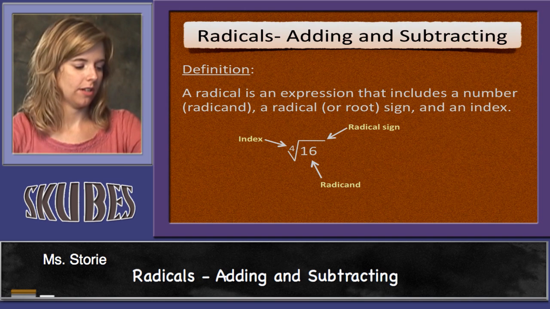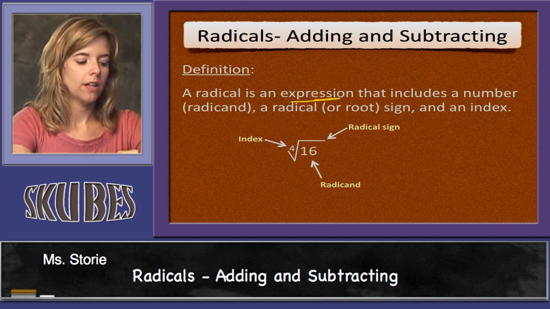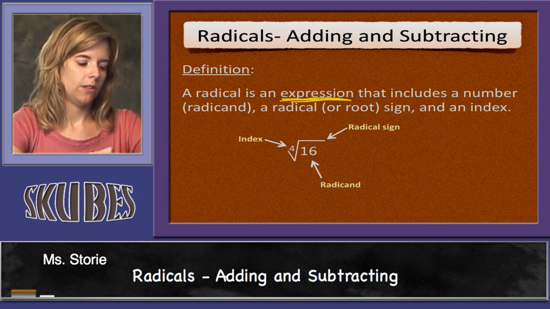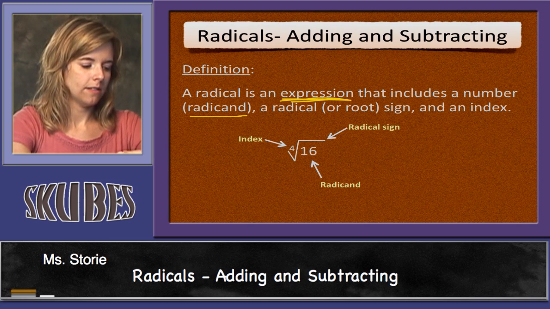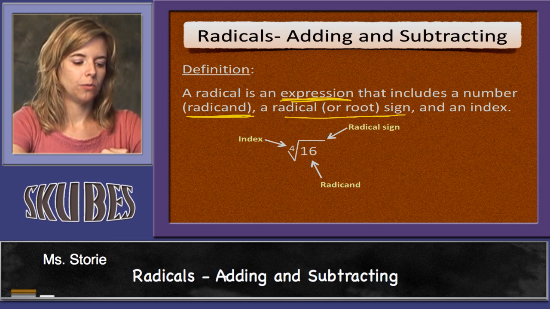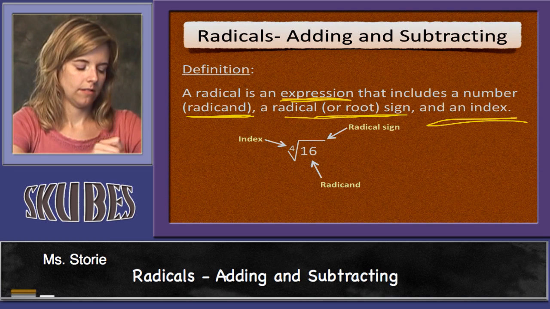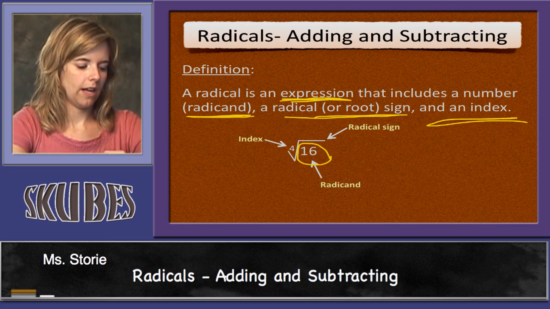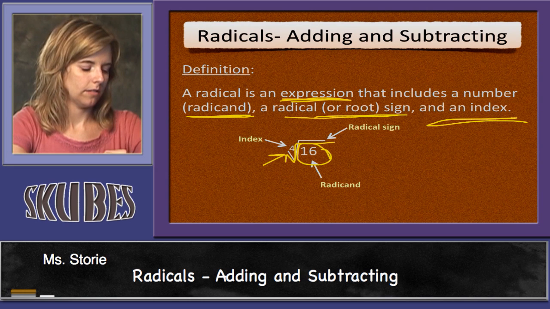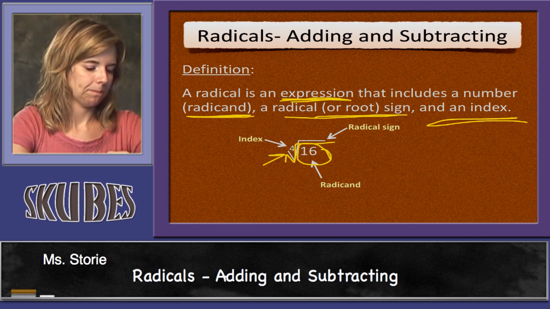Okay, first, the definition. A radical is an expression, that means no equal sign, that includes a number or a radicand, a radical or root sign, and an index. So take a look. This is our radicand, and this is our index and our radical sign. Okay.